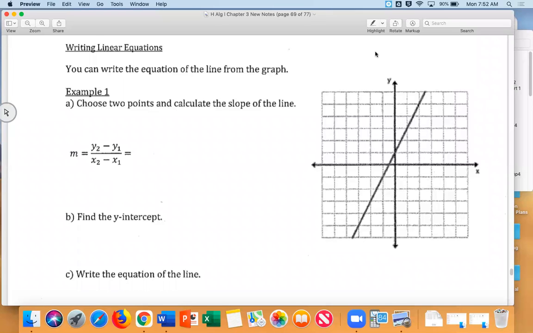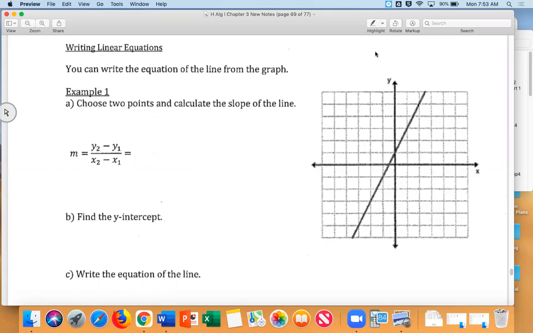All right, so this is writing linear equations. And as Andrew told us, we need two things to write the equation of a line. You need slope and y-intercept. So there's a couple different ways we can start doing this, okay? First way I would like to do it is starting with the graph, and then we're gonna move into more of these prompts on the left.